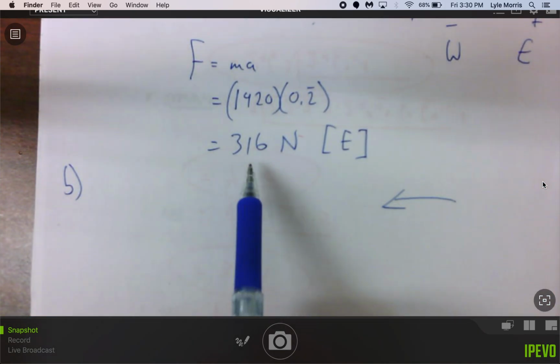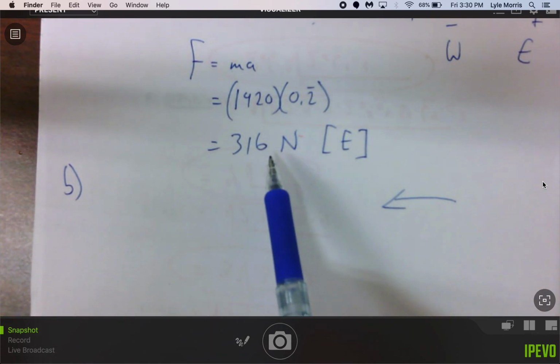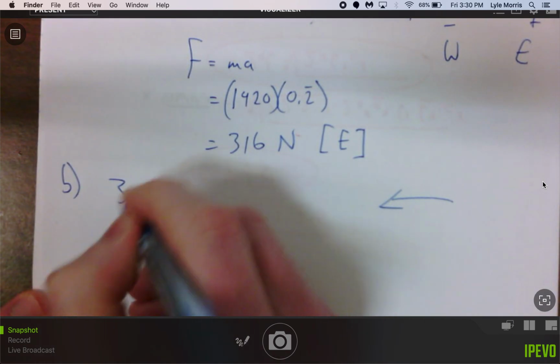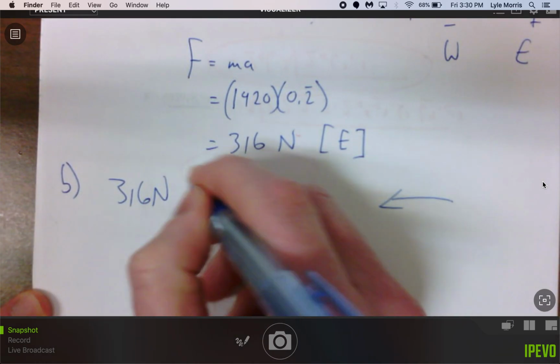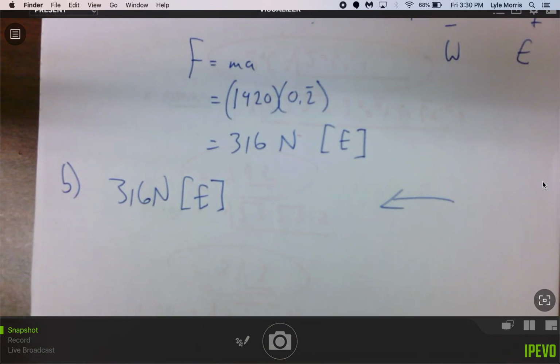The force of friction is what is stopping it. It's what is slowing it down. The force of friction is 316 newtons east. It's opposing motion. It's going in the opposite direction.